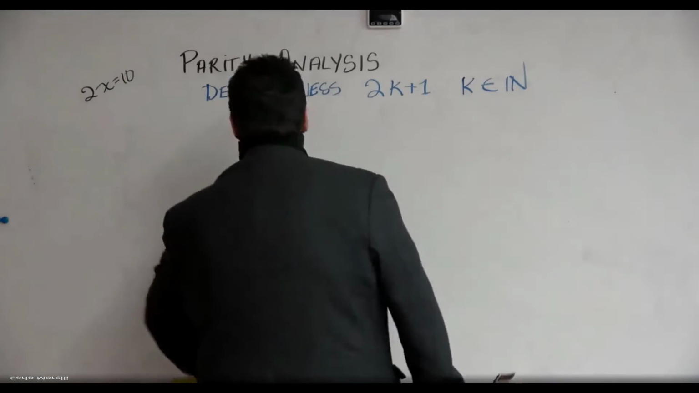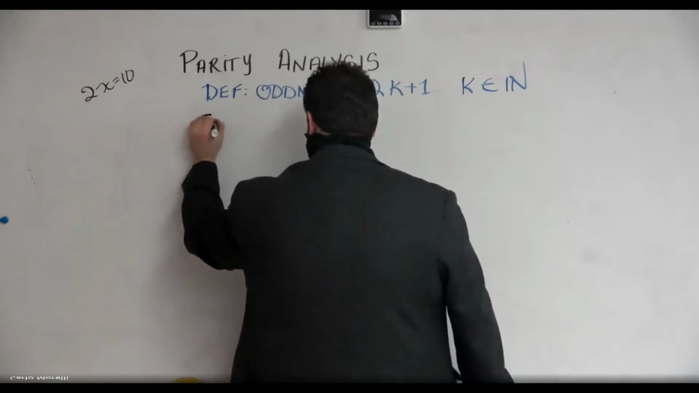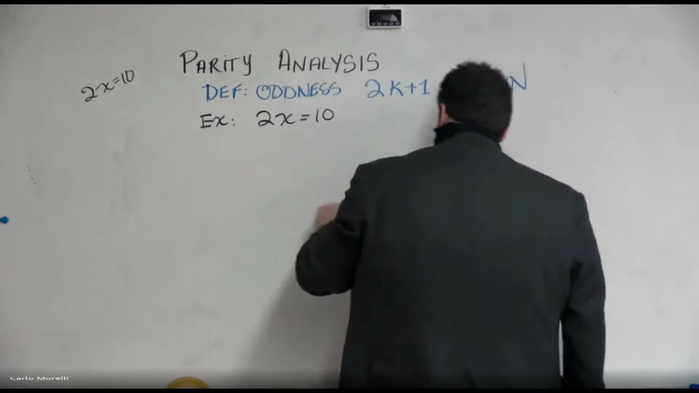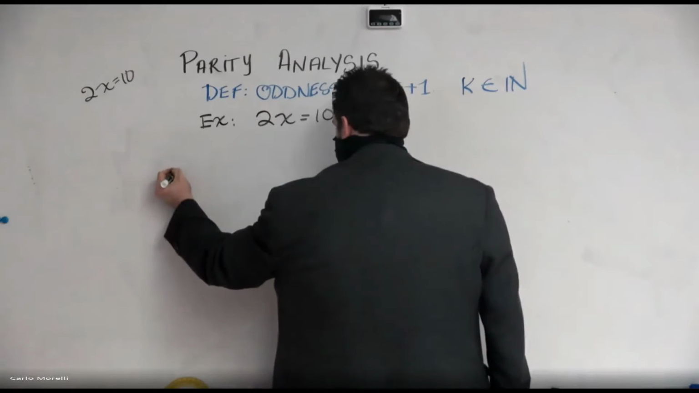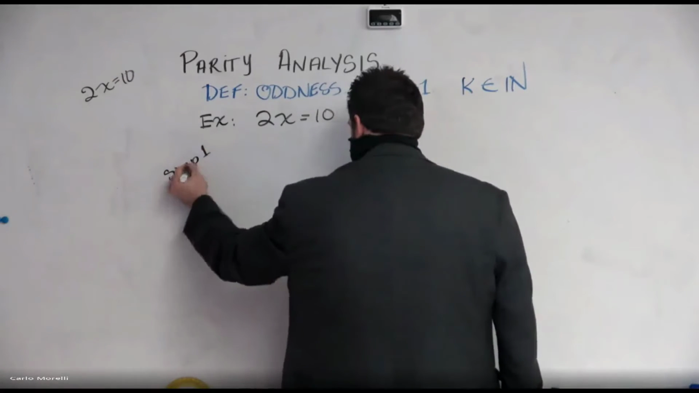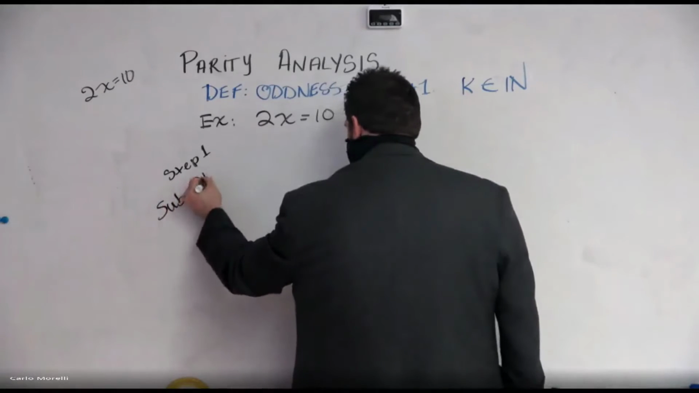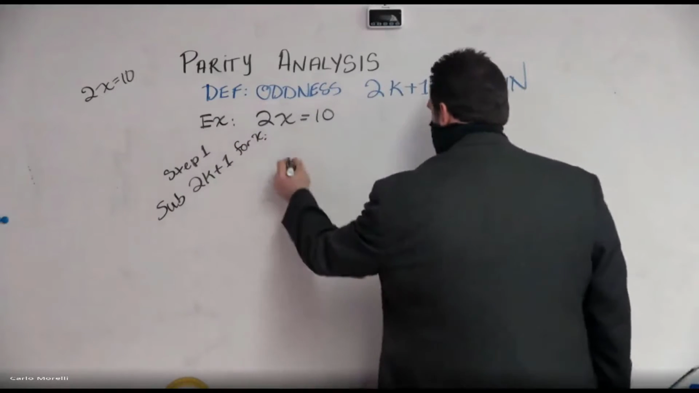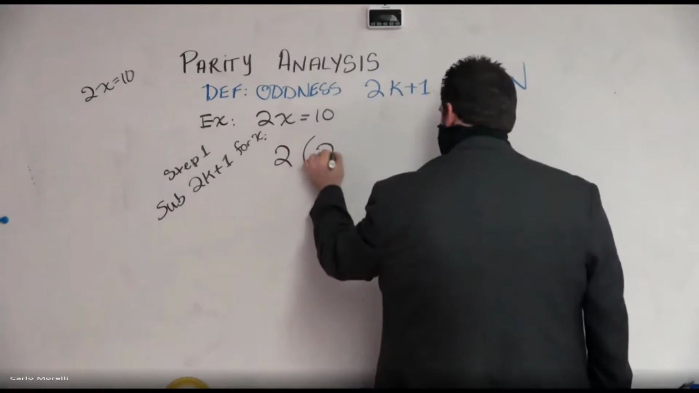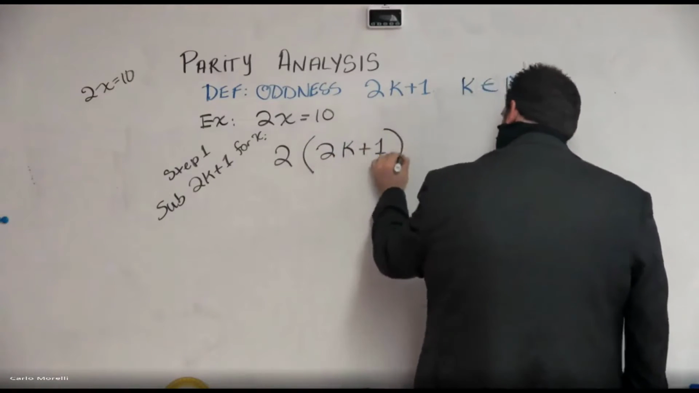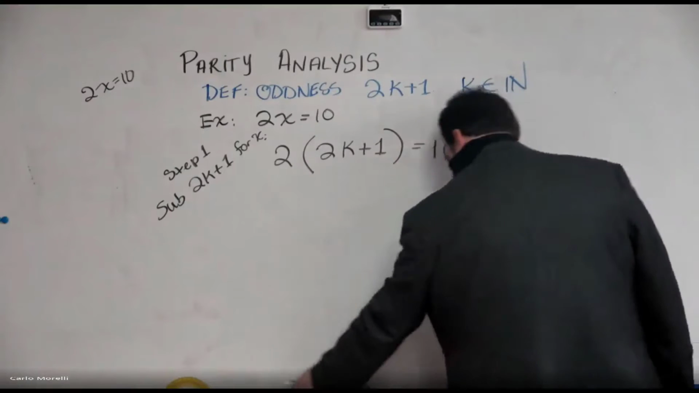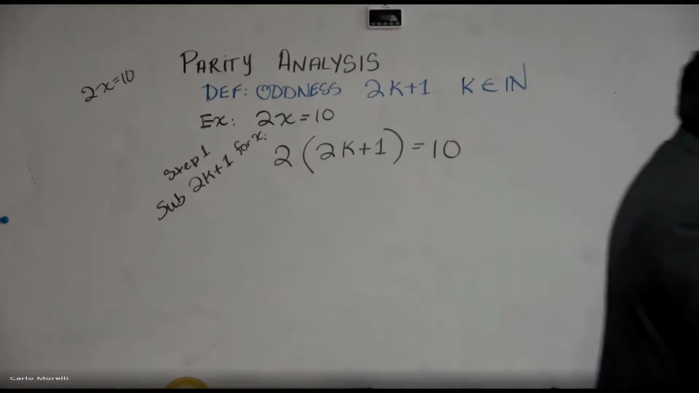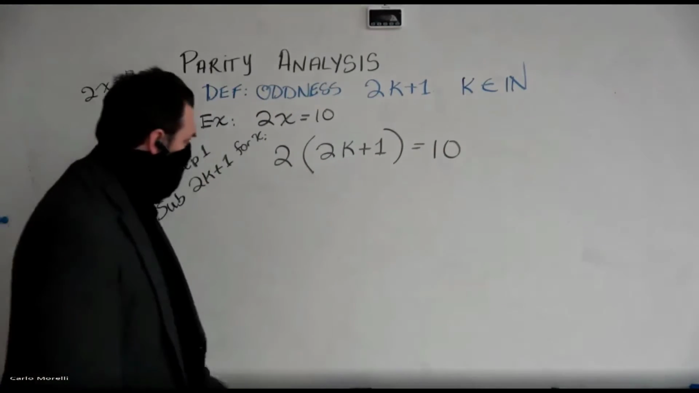So let's perform the oddness test on this example. Okay, here is our example. 2x equals 10. Remember, we already performed the evenness test and it failed. Okay, so step 1. Substitute 2k plus 1 for x. So it's going to be 2, open parentheses, 2k plus 1, close parentheses, equals 10. So all I did was replace the x with 2k plus 1. That's standing in for any odd number.